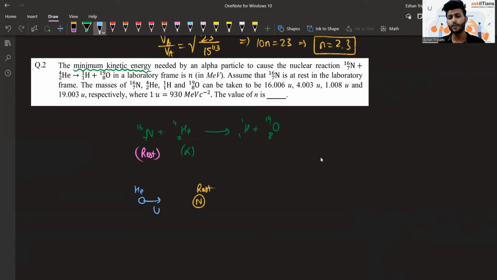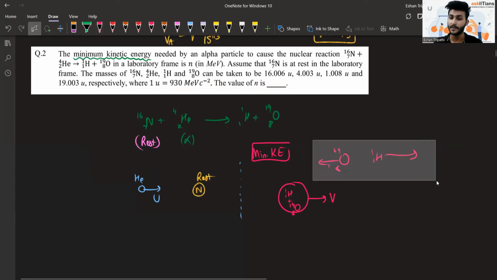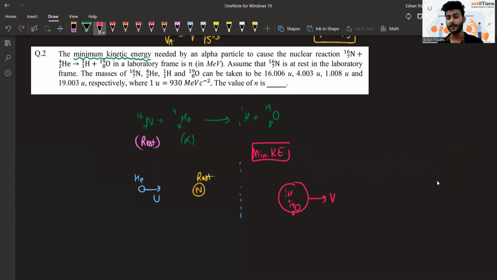Let's call it U. So when it hits it, when they talk about minimum kinetic energy, guys, the condition for minimum is that after these two undergo this reaction, both of them move together. The hydrogen plus oxygen system, these move together with a combined speed, V. This is the condition of minimum kinetic energy. If there were a possible value more than this kinetic energy, then it would mean hydrogen will move in a certain direction, oxygen in some other direction at another speed. They are not moving together as a single mass. But the condition for minimum is that they move together.